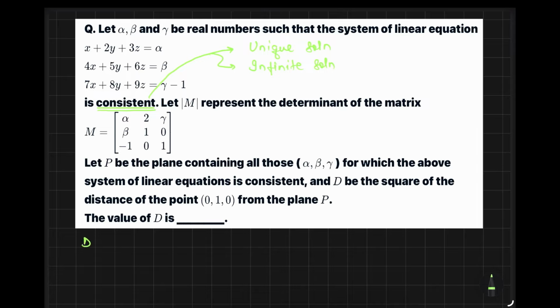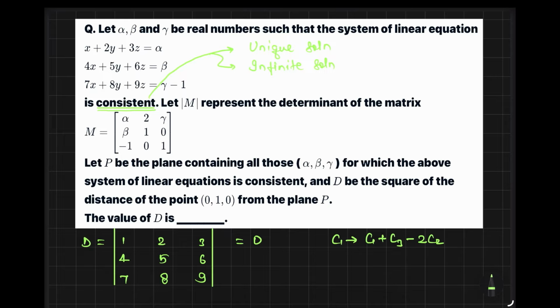For that we will talk to D, and D is what? 1 2 3, 4 5 6, 7 8 9. As you are observing, the numbers are in AP. So if you apply this transformation, look at the transformation which I am applying. The transformation is column 1 will be transformed as column 1 plus column 3 minus 2 times column 2. It will end up being 0. Correct or wrong? Correct. Means D is 0.